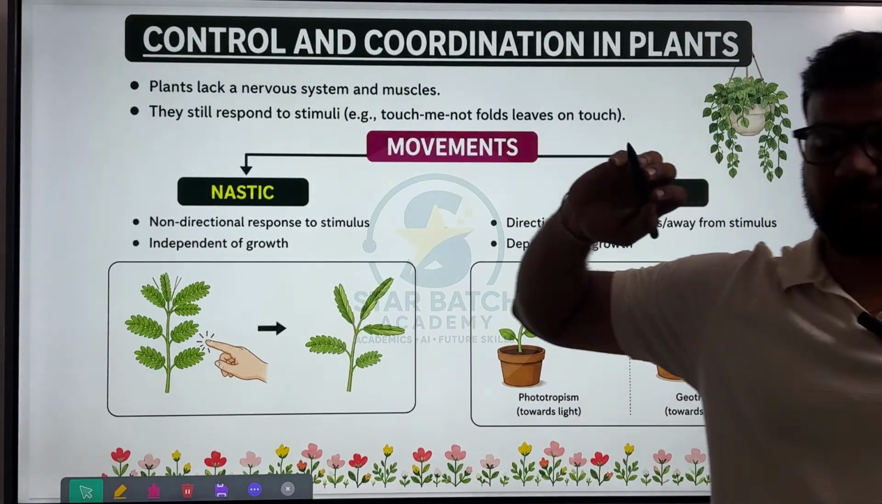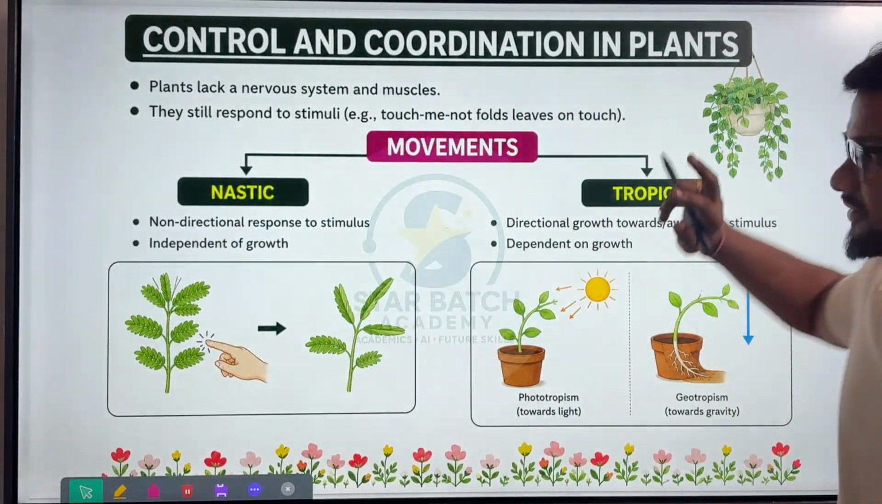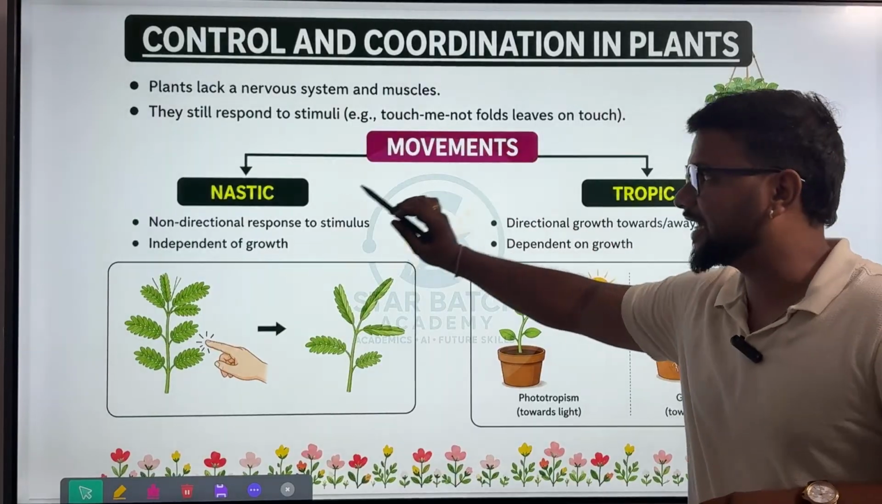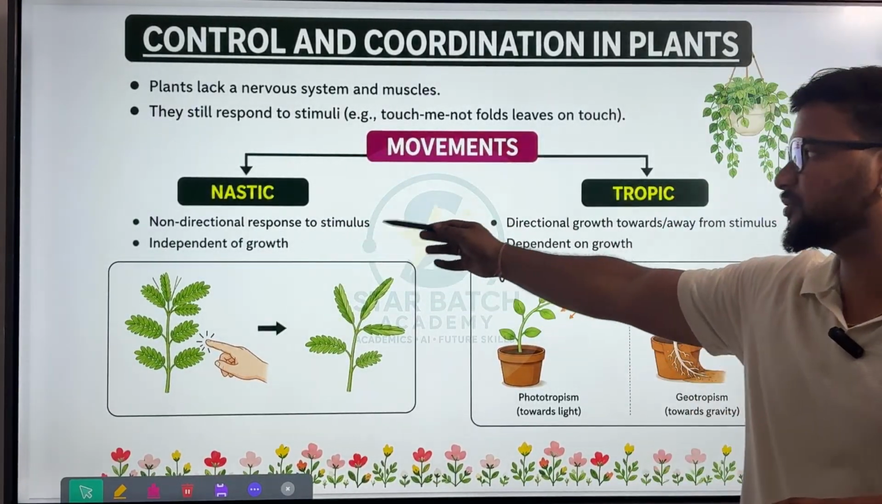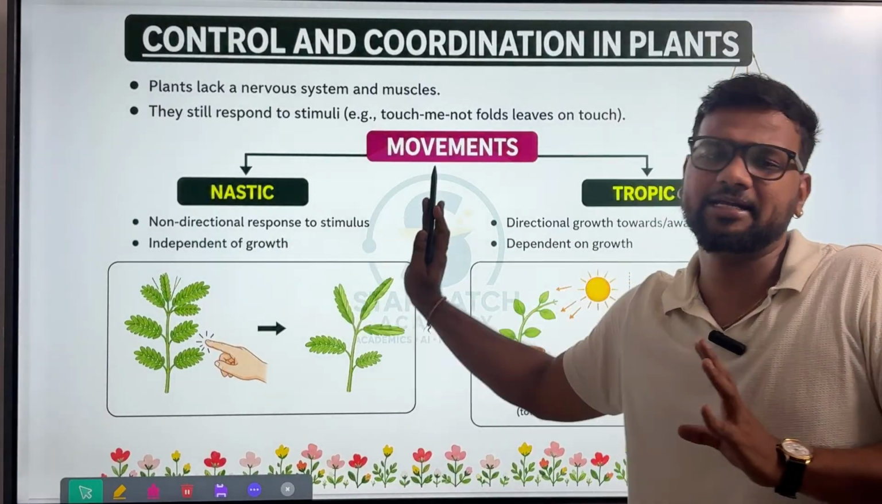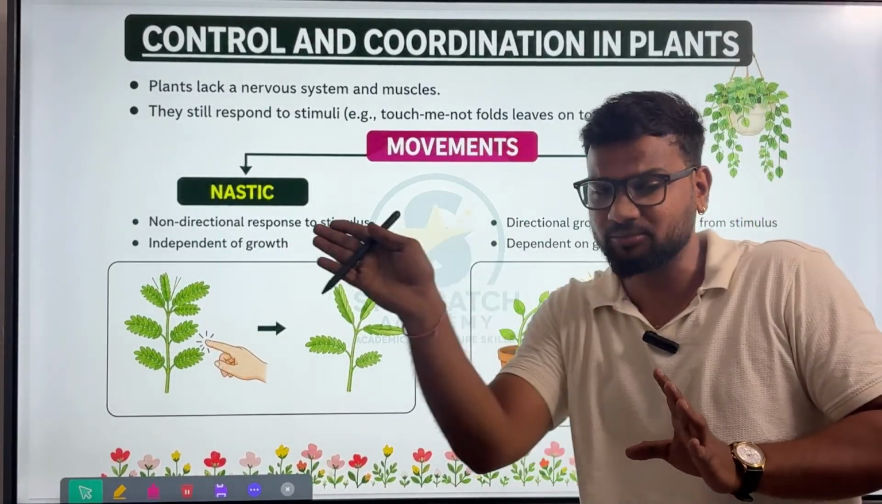Now, control and coordination in the plants. What is happening here? There are two movements, nastic and tropic, which we have discussed. Nastic is a non-directional response to the stimulus.